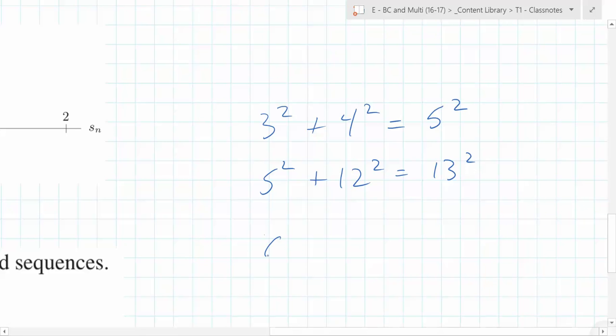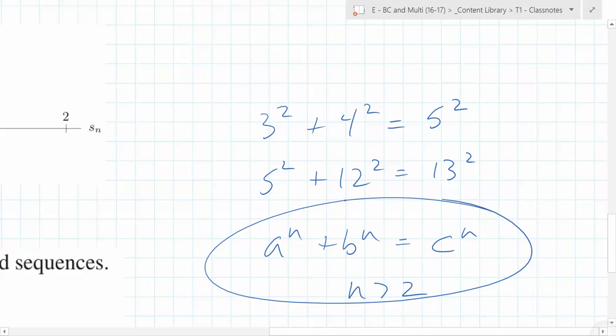So a to the n plus b to the n equals c to the n, if n is greater than 2. Here, a, b, and c are integers. N is greater than 2, it's also an integer. There are no solutions, meaning there are no 5 cubed plus 8 cubed. There's nothing that works. There are no triples that work.